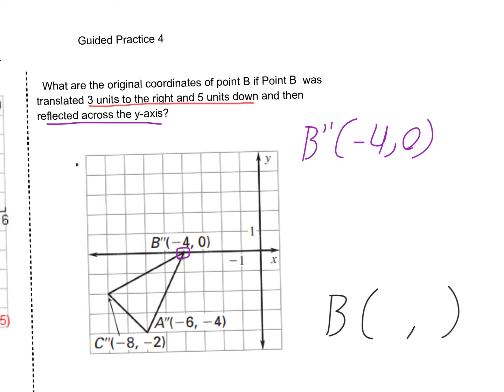The way we do this is by working backwards from the prompt. The last thing that happened to point B was it was reflected across the y-axis. So the first thing we're going to do to point B double prime is to reflect it across the y-axis to get B prime. So that B prime would be located at 4, 0.